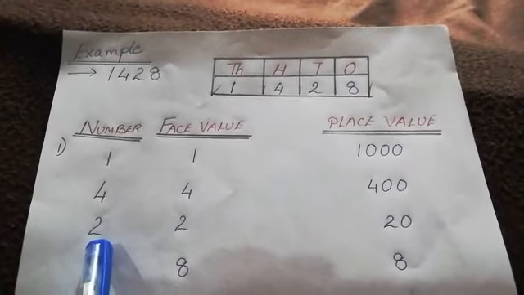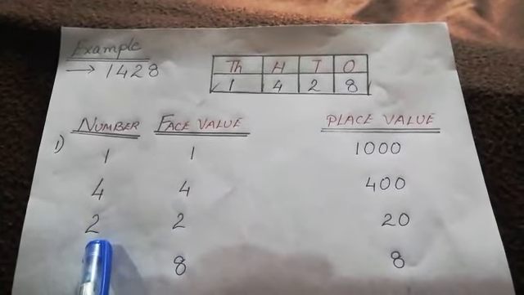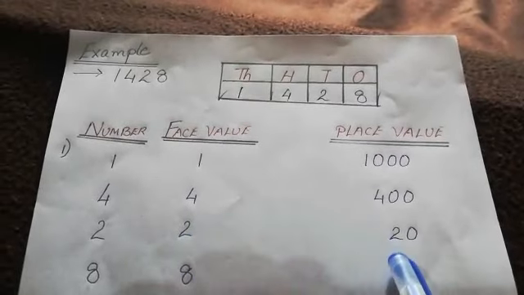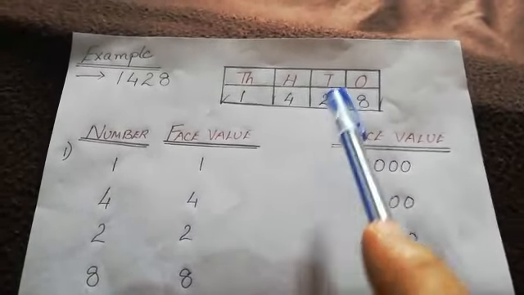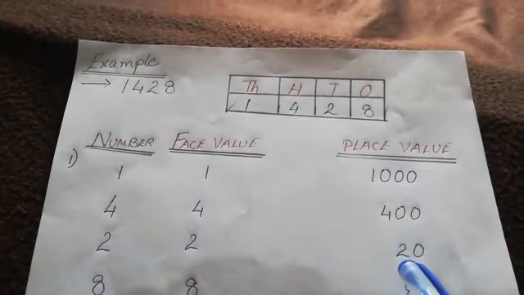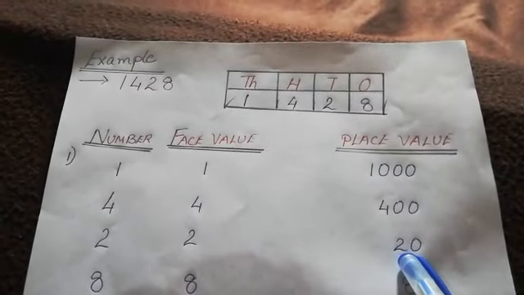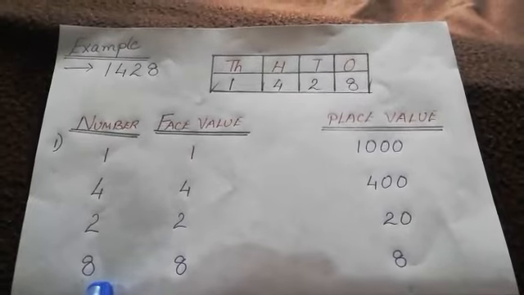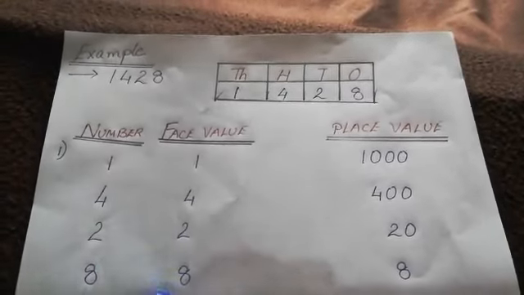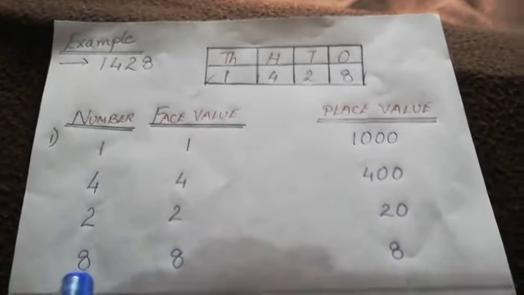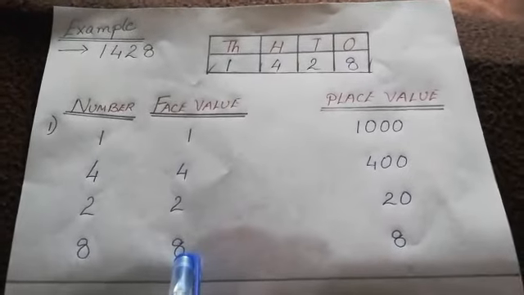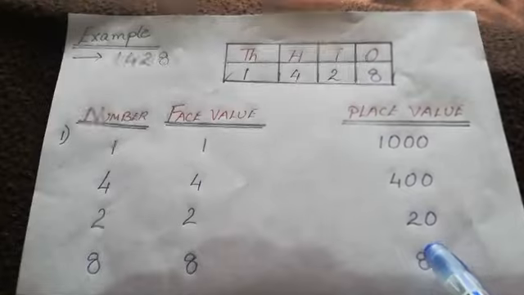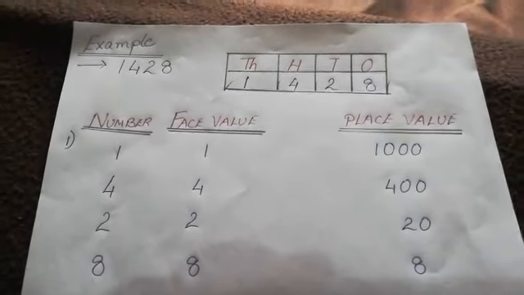Next number is 2. What is the face value of 2? 2. And what is the place value? 2 is at the tens place. So 2 into 10 is 20. And last, 8. 8 is at the ones place. What is the face value? It is the digit itself. So 8, face value is 8 and place value, it is at the ones place, 8 into 1 is equal to 8.